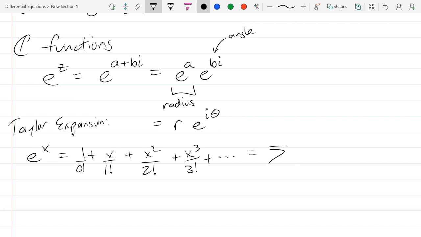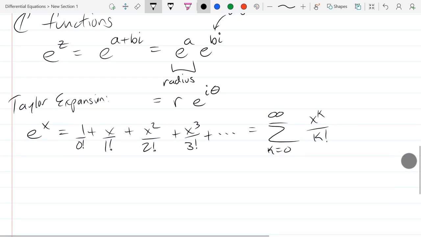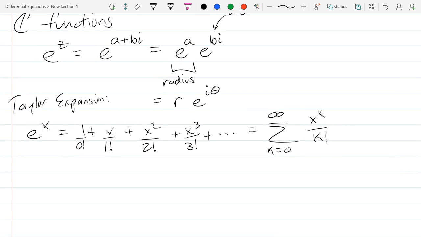And this is the summation of x to the k over k factorial, k equals 0 to infinity. So that's e to the x expanded. And we're going to replace x by z. So e to the z is the summation of z to the k over k factorial.